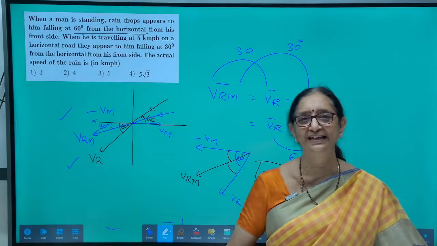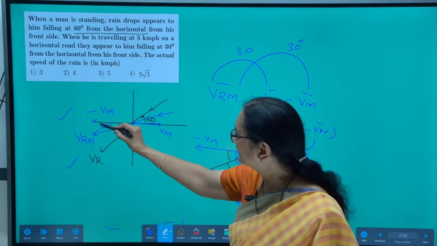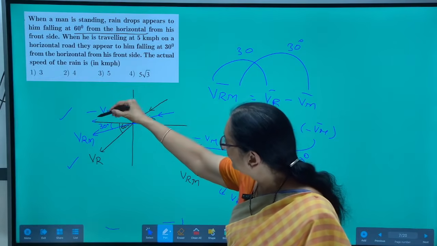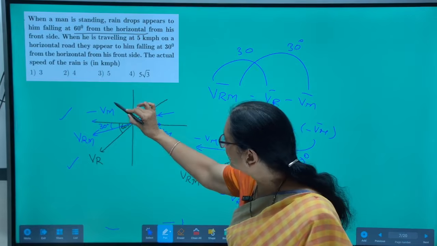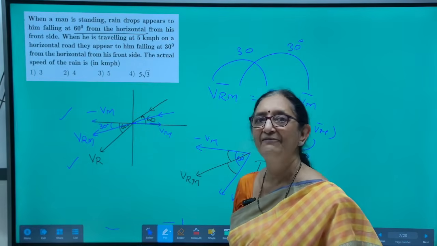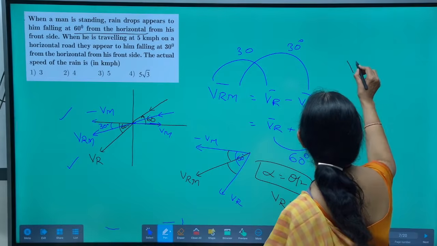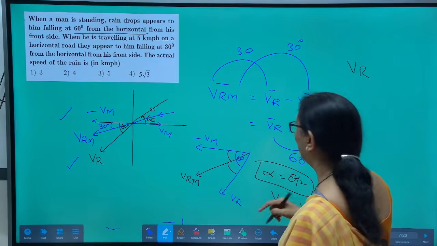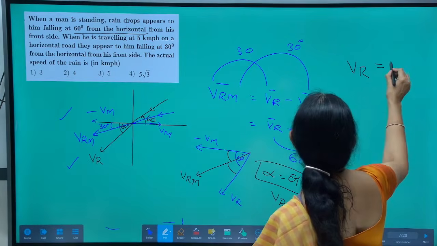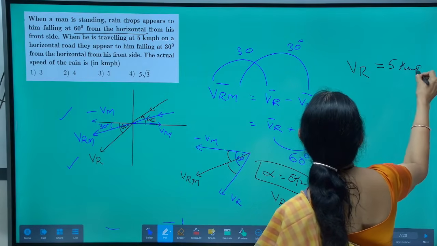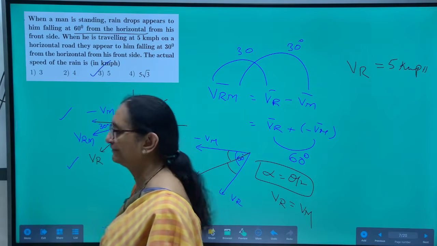Just by looking at the problem, as the angle made by the resultant with both of them is exactly the same, both the vectors Vm and Vr have the same magnitude. So, in that question, velocity of man is given, and here we proved that velocity of rain is also equal to that of man. So, it is just 5 kmph. So, answer is again 5 kmph.